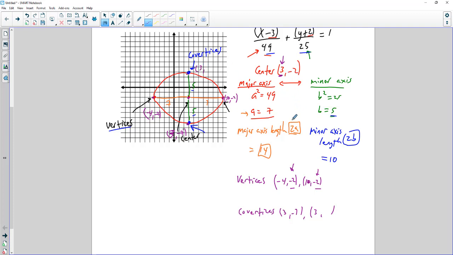And then you'll have -2 plus 7. Or, sorry, plus 5. Yeah, plus 5, my bad. -2 plus 5, which is 3. So this is 3, 3. Okay, so that's what you have here. Vertices and co-vertices. You would be asked to find things like that. And I'm just kind of giving you all the little pieces here.